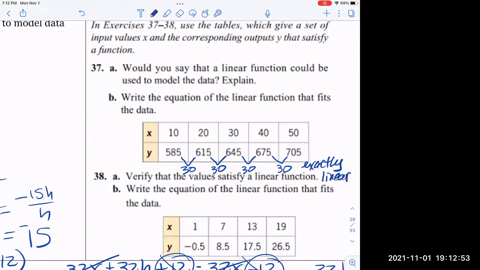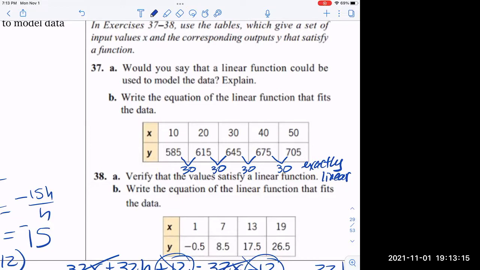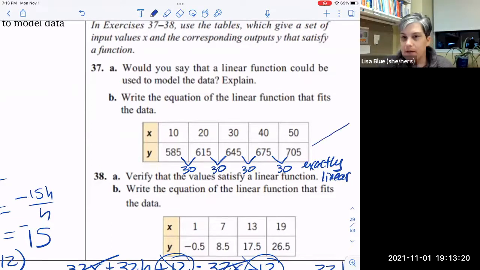Okay. All right. And then if you were to get something like 30, 25, 35, then we could say maybe linear or approximately linear. And then if we got the difference of outputs that was just all over the place, then we would say, nope, not a line. Okay. But whenever we have this exactly linear increase, then yeah, we can model that with a line.